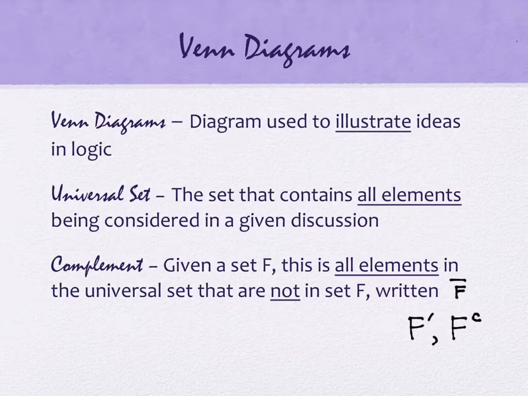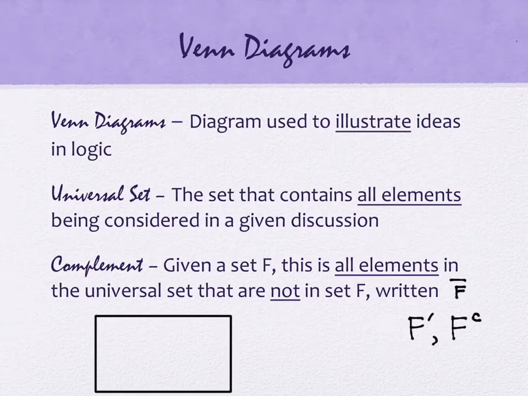So the first thing I'd like to do is just draw a Venn diagram picture of the pieces that we've described so far. When we're working with Venn diagrams, we're working with a rectangle. The rectangle represents our universal set, all the items that were being discussed or considered in the argument. And then when we have a set inside of that, we're describing it here as the set F, we draw it as a circle.